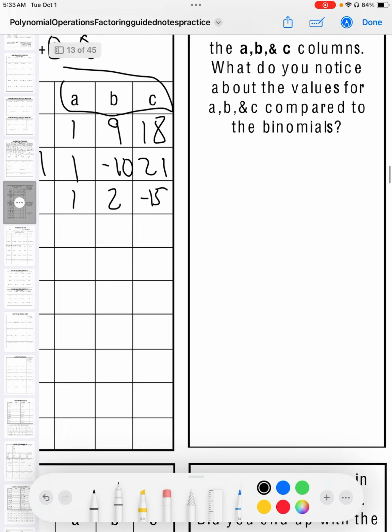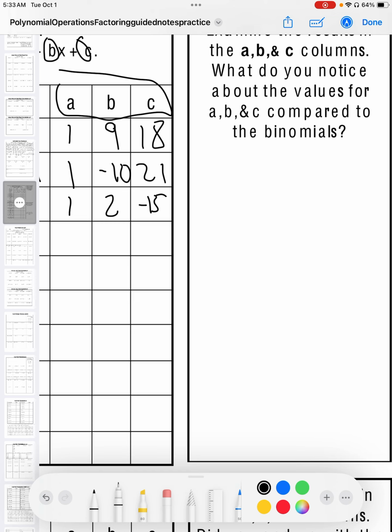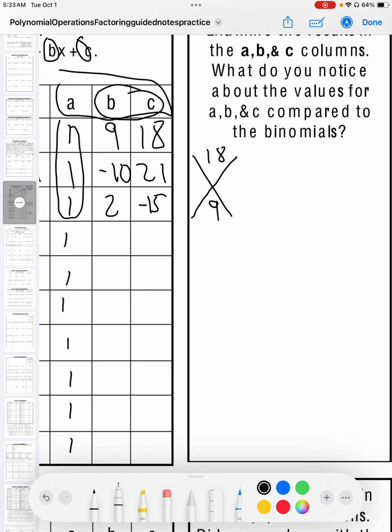So if we're looking at A, B, and C, actually right now for this section, all that matters is B and C, because A is always 1 for these. I'll just let you know A is going to be 1 for all of these in this section. So all we're really looking at is B and C. What I want you to notice is that if you have 18 and 9, this is something that we did if you had me as freshmen. You can find factors of 18 that add up to 9.